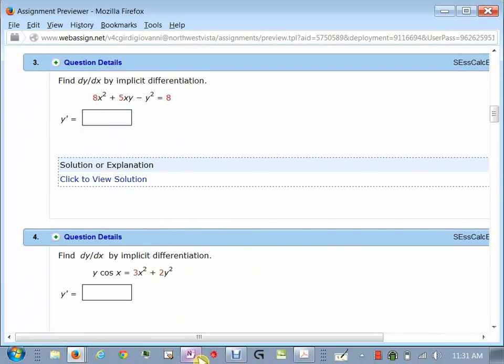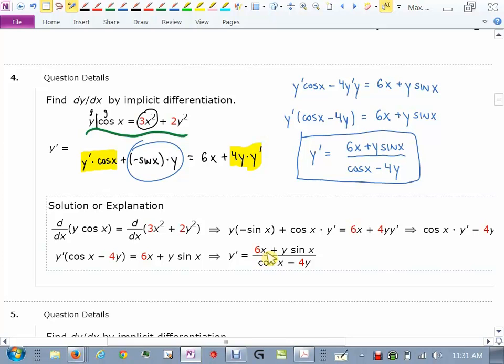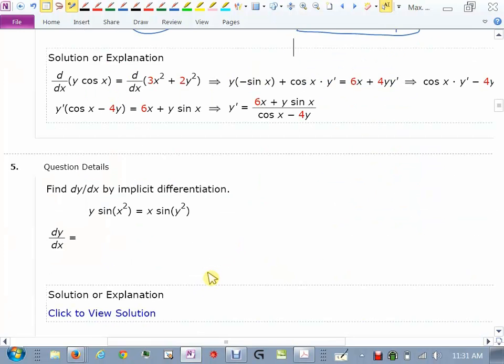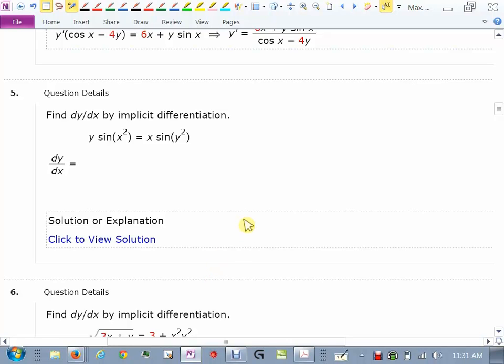Oh, you know what? I think the answer was there. Yeah, it's right here: 6x plus y sine x over cosine x minus 4y. Oh, this one's a little interesting here. Okay, we have y sine x squared plus x sine y squared. I'm going to take my derivative, left and right side. I always put that little line. I like to do that. It's just the way I do it.